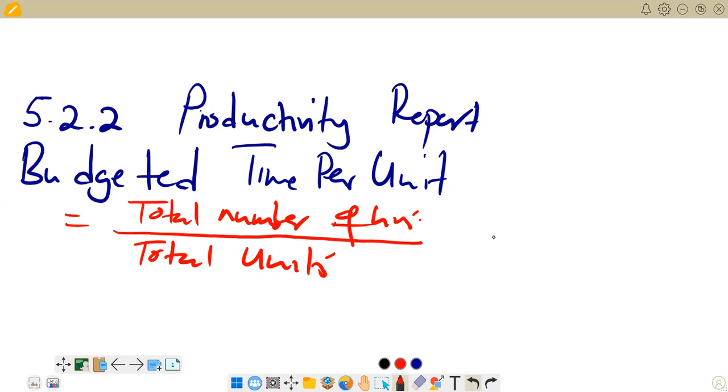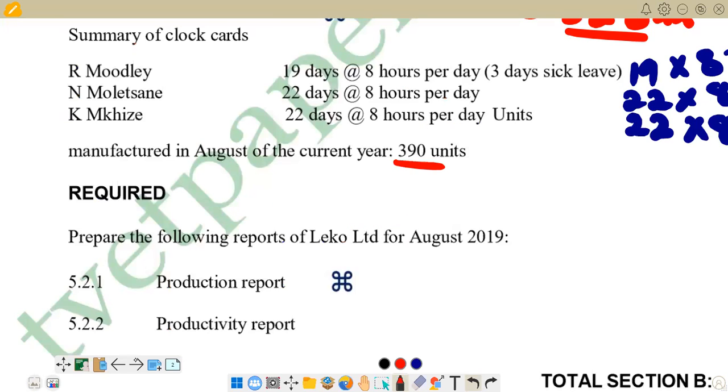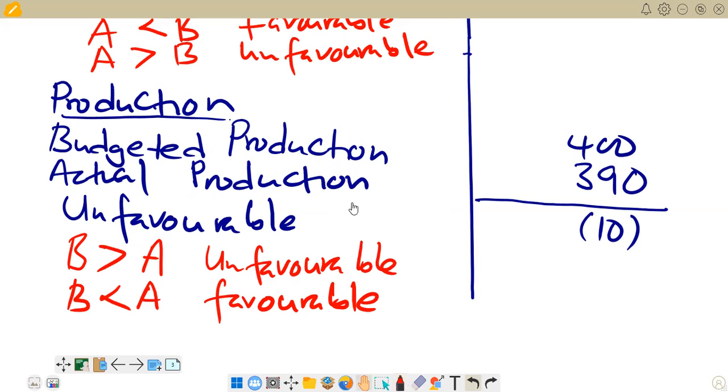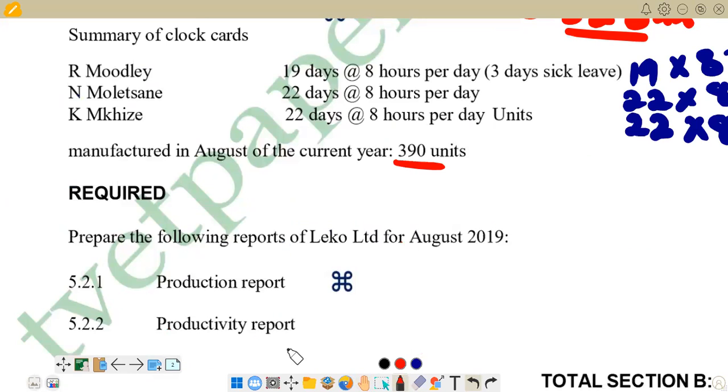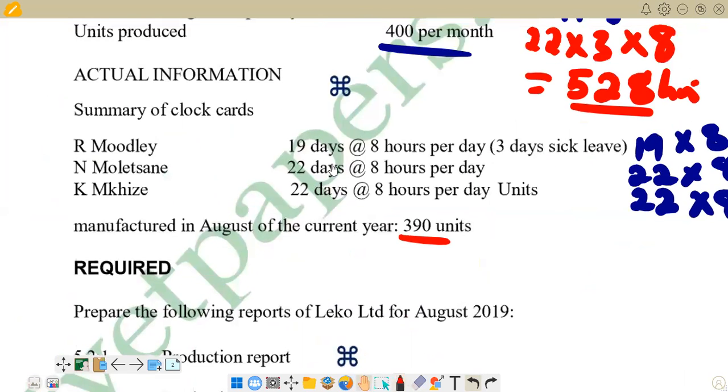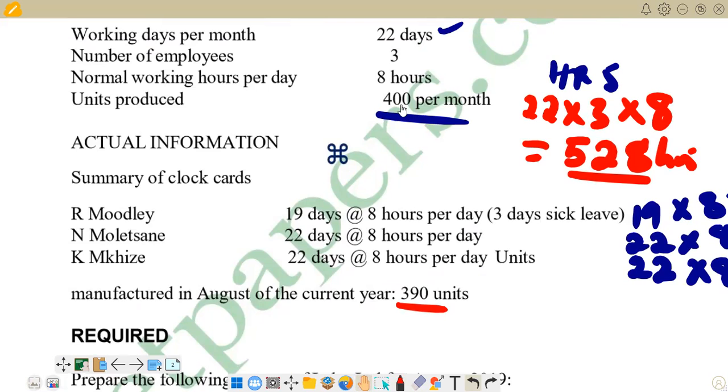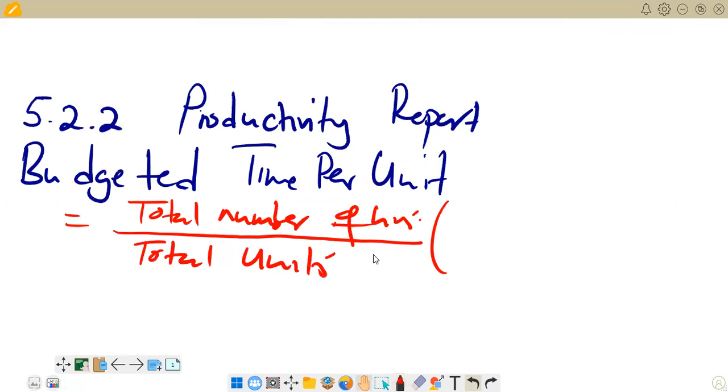So what are we going to do now in terms of this calculation of budgeted time per unit? We go back to check the total number of hours that we have, which we have got in the production budget there. We go up to check the figure that we found there. So the total number of hours is here for budget labor hours. We got 528. So this is the figure that we are looking for, and this is going to be our numerator, 528. And then the denominator is going to be the total number of units in terms of budgeted production. You come here, you see that we've got 400. So this is going to be our denominator, 400. So we come back here now, we say the calculation is going to be 528 divided by 400.